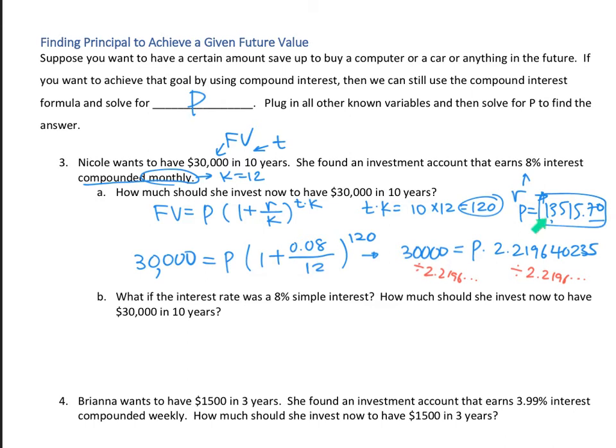So that means if you invest $13,515.70, wait 10 years at 8% interest compounded monthly, it will become 30,000, right? All right. Let's look at the next question.